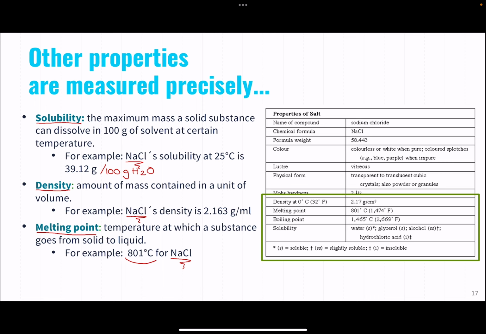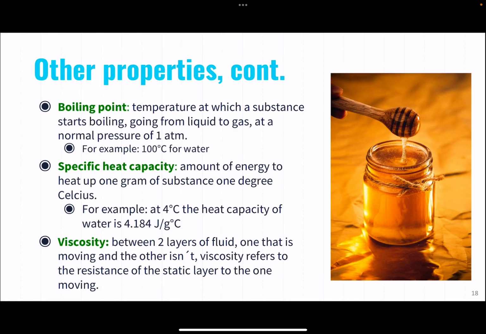So for example, here we can see some of the physical properties of salt. We have the color, the luster, the physical form. Hardness is another one. Density is the one that I just mentioned. Melting point, boiling point, solubility. So all of these are physical properties of salt.